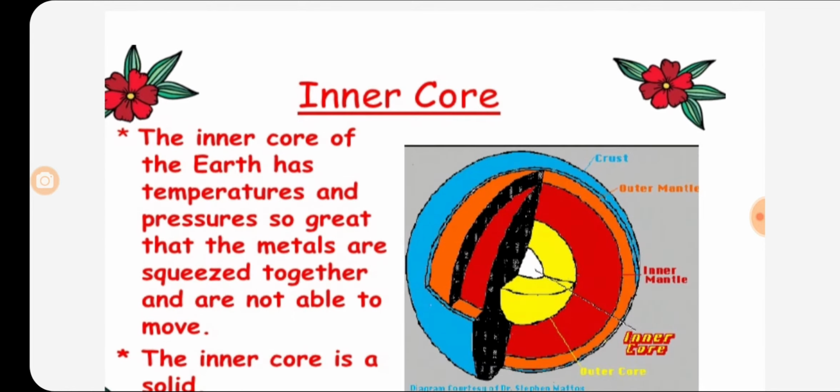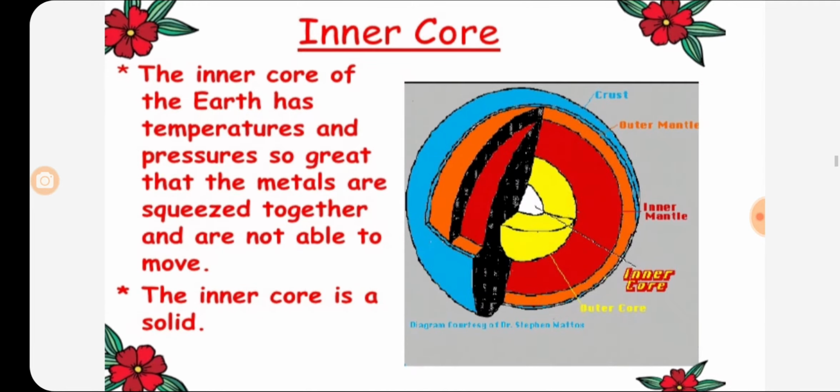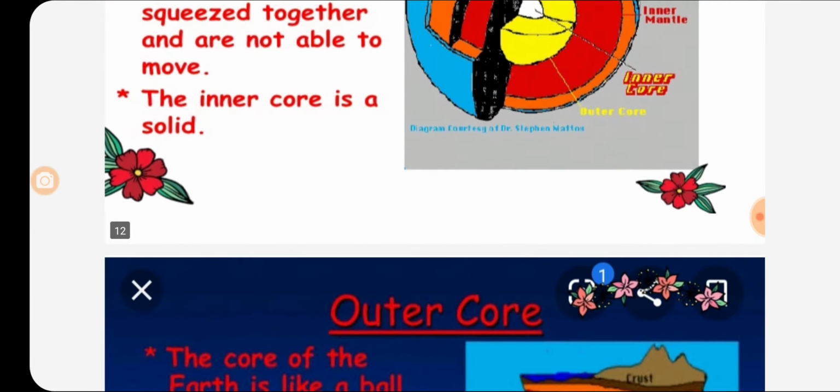This is one of the diagrams of the inner core. See very carefully. This is the inner core. The inner core of the earth has temperatures and pressures so great that the metals are squeezed together and are not able to move. That's why the inner core is solid.